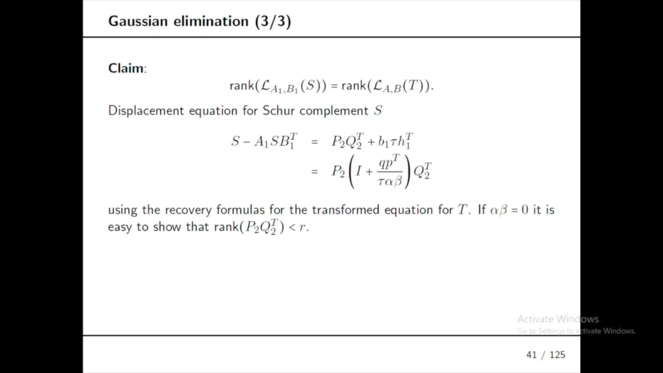However, if alpha and beta are not zero, this formula is obviously false, and alpha and beta are both zero when T is a Toeplitz matrix. So we want to deal with that case. You can show, again by backing up to the previous equation, that if alpha and beta are zero, then P2 Q2 transpose will have rank at least 1 less than the one that you started with. So adding 1 more rank does not change the overall rank.